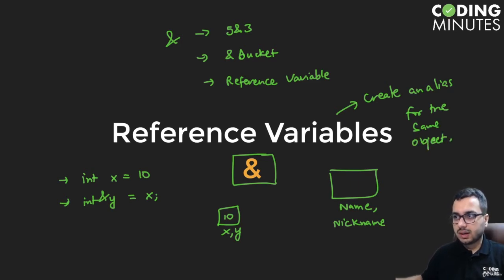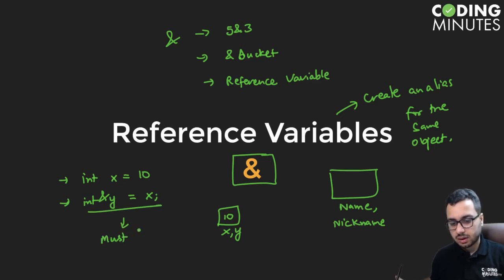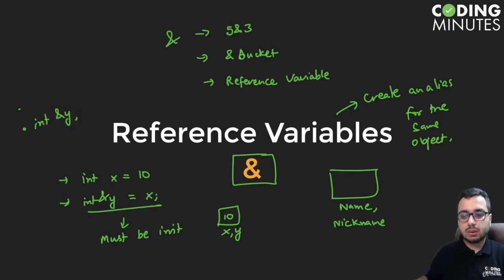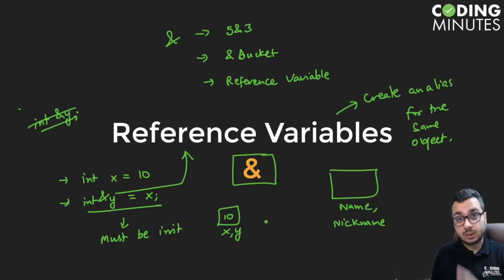And when you're creating a reference variable, it must be initialized. You cannot do something like int &y and do the initialization later. No, this is not allowed. Whenever you are creating a reference variable, it must be initialized. So in this case we can say y is a reference variable, it refers to x. It doesn't point to x, it is x. So y is x and x is y.